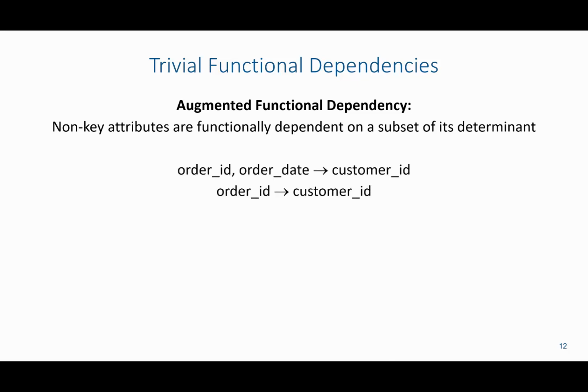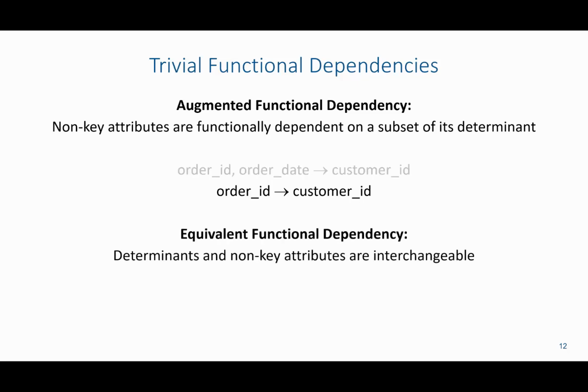So for example, if I have order ID and order date together determining customer ID, and I have order ID determining customer ID, then it's sufficient for me to say that order ID determining customer ID is plenty, because if I say John is heavier than Sue, and John and a sack of potatoes are heavier than Sue, does the sack of potatoes give me any more information? No, because I already know that John is heavier than Sue, so in this case we're going to just stick with order ID determining customer ID.